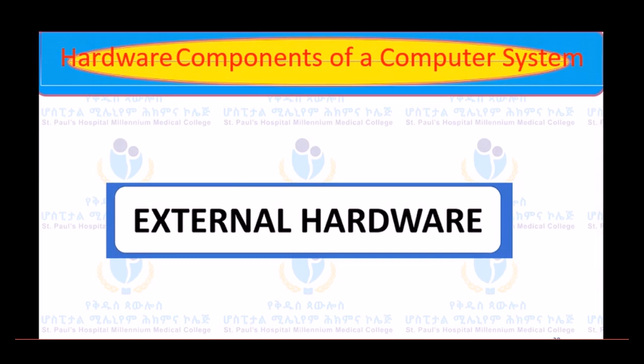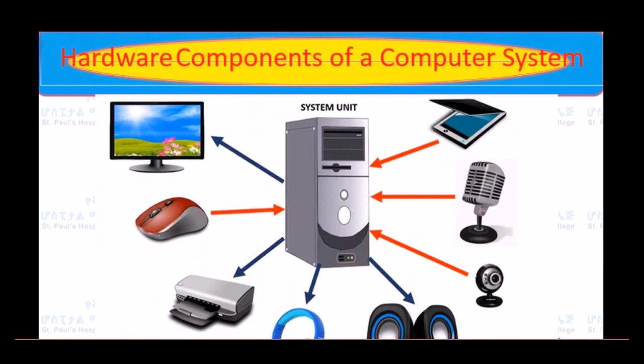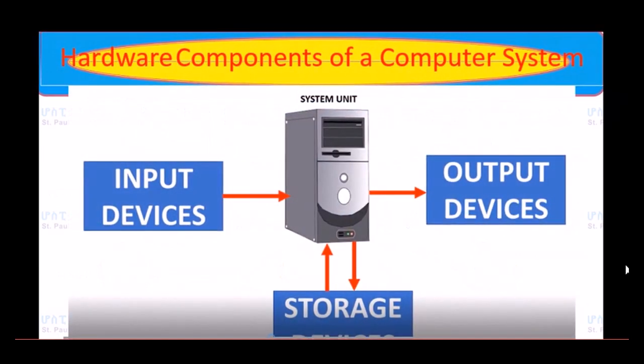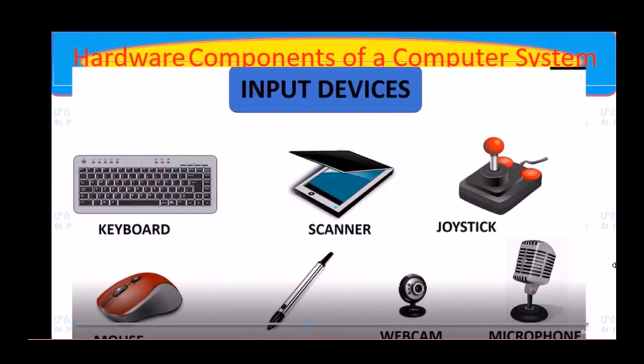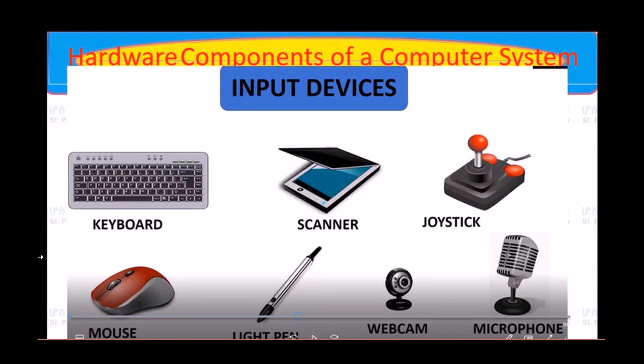There are many external hardware devices. This external hardware is also classified into input devices, output devices, and storage devices. Input devices are those through which data or information gets into the computer for further processing. Examples are the keyboard, scanner, joystick, mouse, light pen, webcam, and microphone.